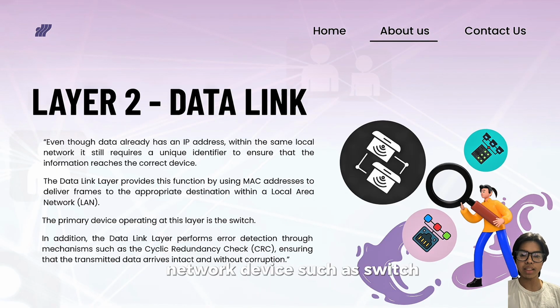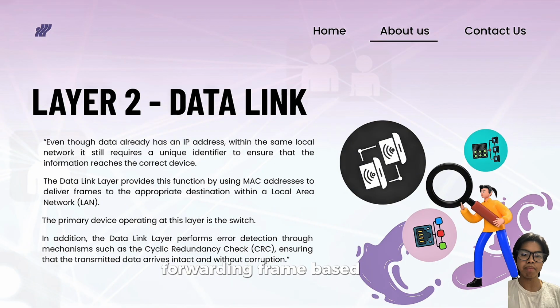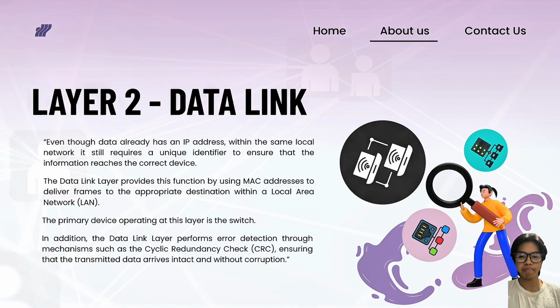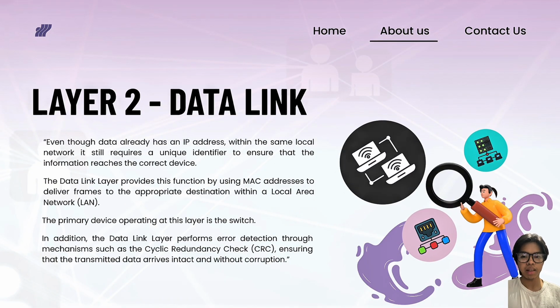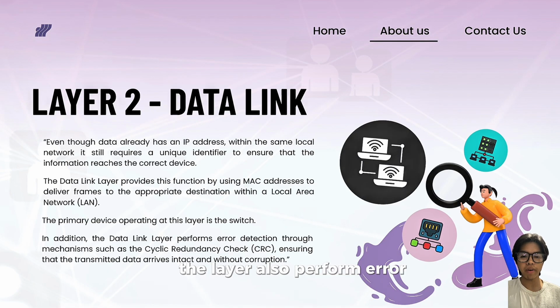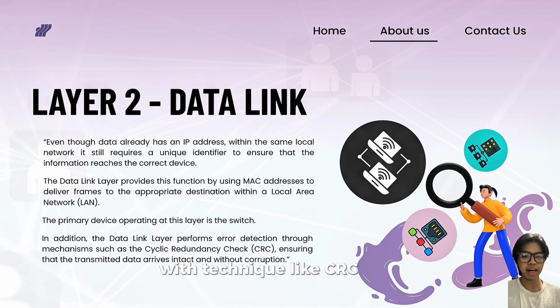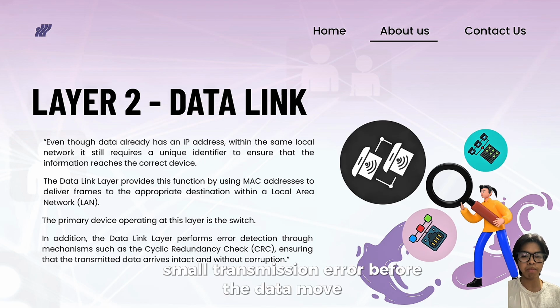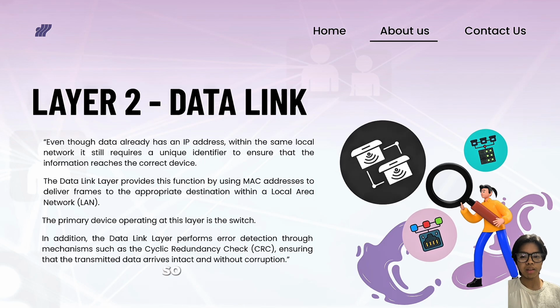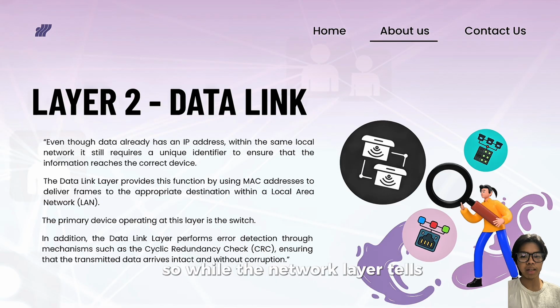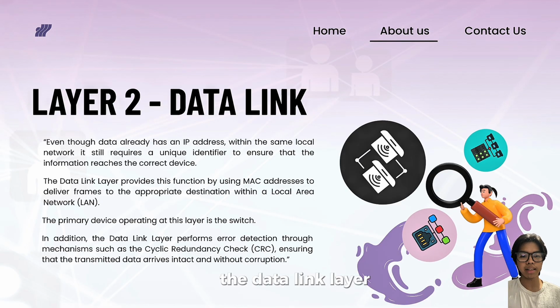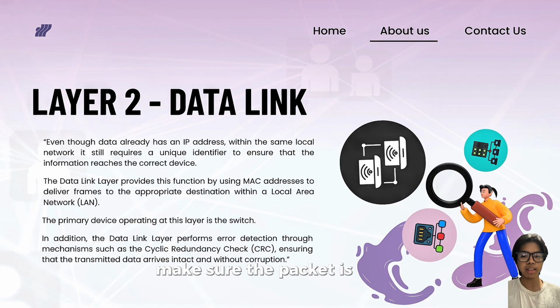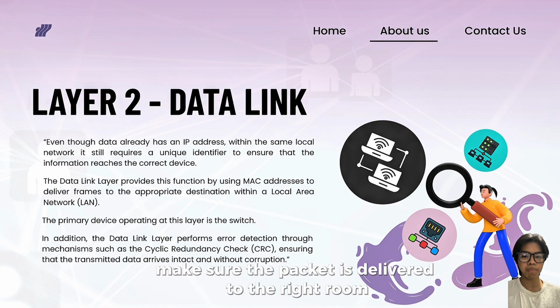Devices such as switches operate here, forwarding frames based on MAC address. This layer also performs error detection with techniques like CRC, helping to catch small transmission errors before the data moves on. So while the network layer tells us the building, the data link layer makes sure the packet is delivered to the right room inside.